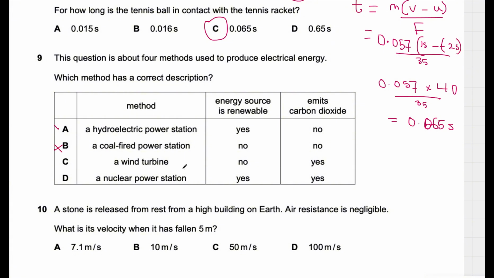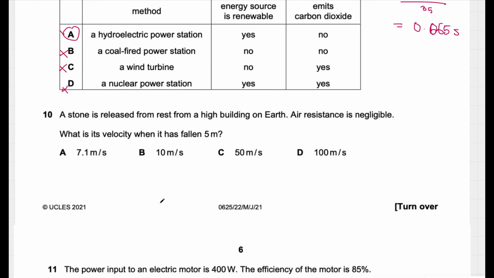Wind turbine: is it renewable? Yes, it's renewable, but here it's saying no. Does it emit carbon? It does not. So this one is wrong because it gives the wrong description. Nuclear power station: is it renewable? No, uranium can finish. Does it emit carbon? Yes. So this one is wrong. The correct answer is A. So we move on to question number 10.